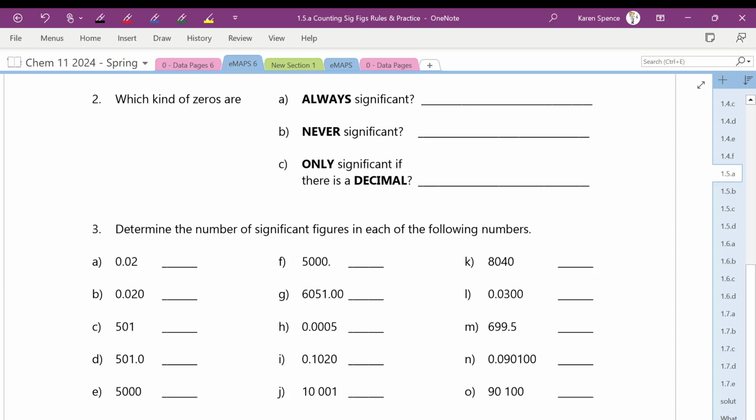Because any zeros to the right of non-zero digits, so that's all of these. Listen, if you have zeros to the right of non-zero digits, they are significant if there is a decimal number. It doesn't matter where it is, as long as there's a decimal, they are.